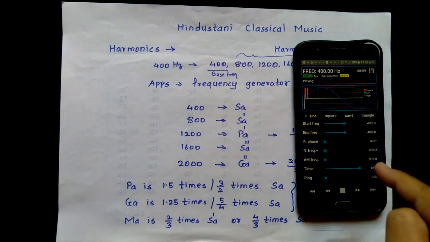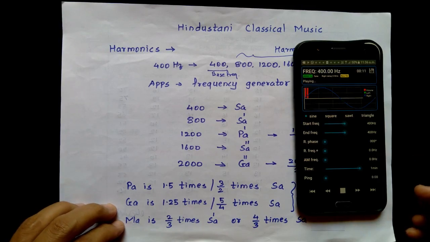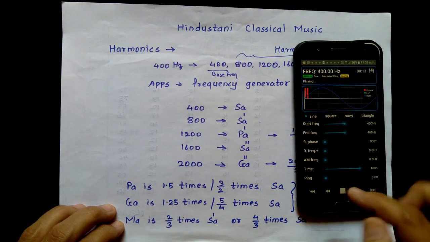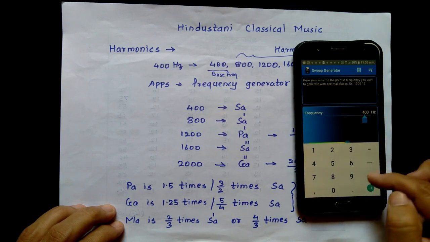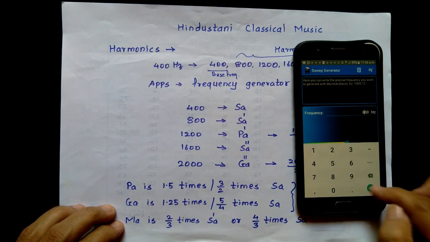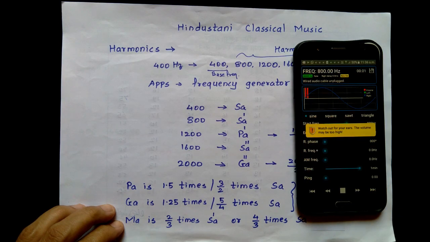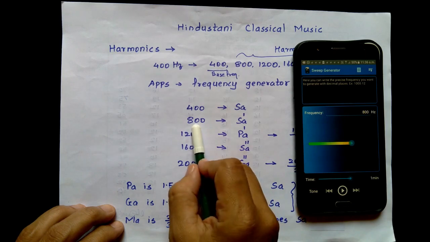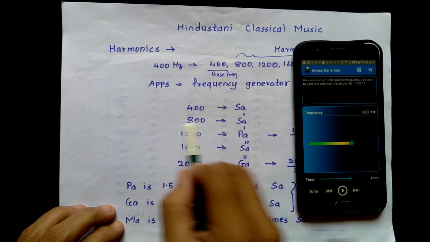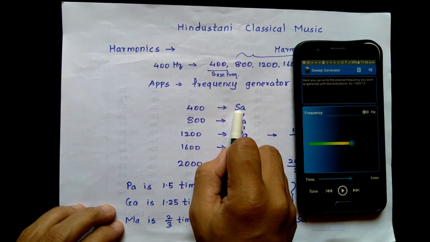Now if we consider this as Sa, then we will see what happens at 800 hertz. We just input 800 hertz, listen. So this is upper Sa. So 800 hertz is upper Sa when 400 is our reference Sa.